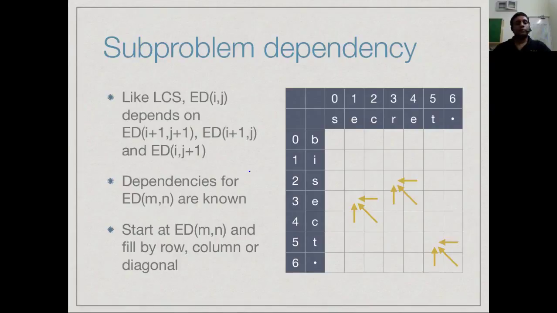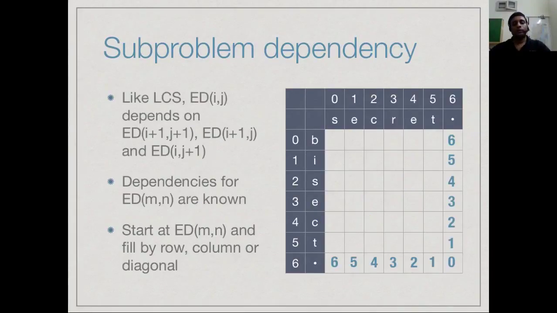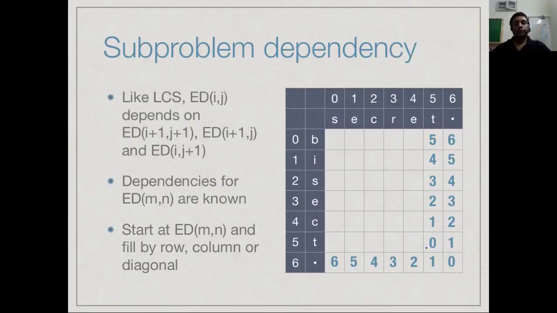So the inductive substructure in edit distance is exactly the same as in LCS. Every position depends on i plus 1 j plus 1, i plus 1 j, and i j plus 1. So we have the same three neighbor dependency that we had before. And as usual, we can start at the bottom right corner and work backwards row by row or column by column. In this case, remember that the boundary condition is not 0, but it is n minus j plus 1. So as I go up, the number increases. So this is my boundary. And now I can just apply my recursive rule, which says that t matches. So the edit distance at t is 0 because I have nothing to do and there's nothing to do beyond that.